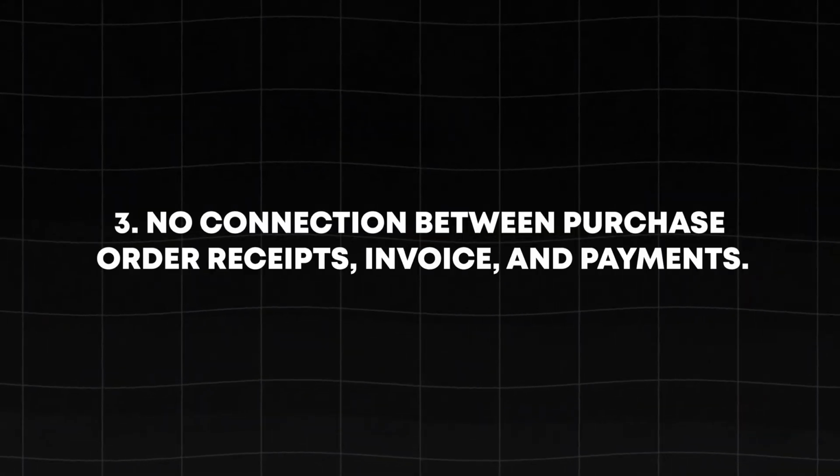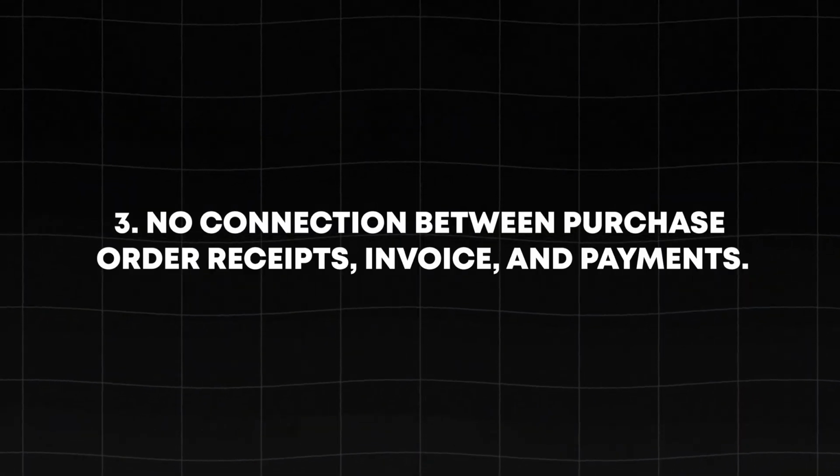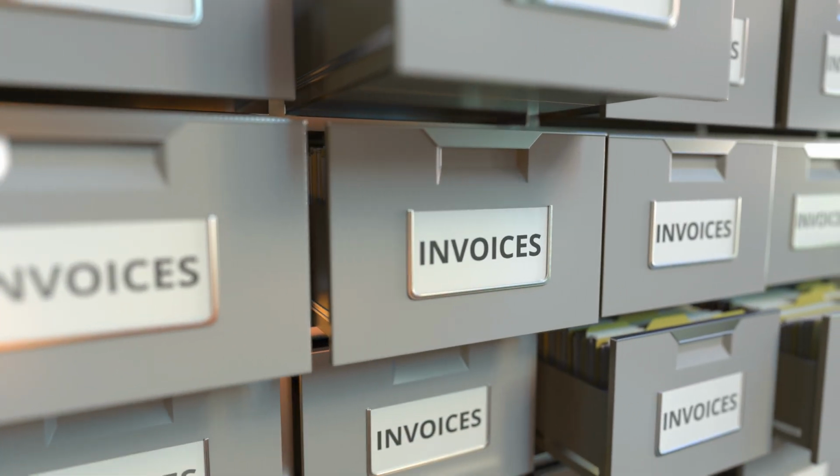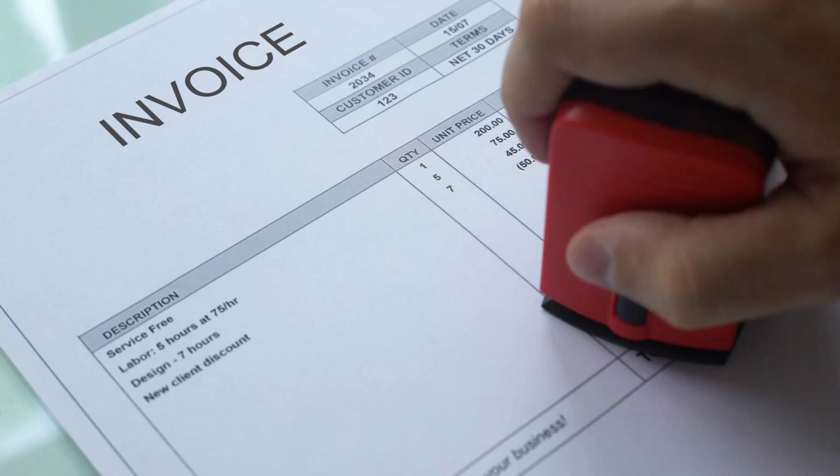Number 3 is no connection between purchase order, receipts, invoice, and payments. Here's a very common scenario. We see this in construction all the time. A vendor sends an invoice. 2 weeks after, they send a reminder. It looks very similar, the invoice gets processed, and if you're not paying attention, the approver might approve the same invoice twice, and you pay the same invoice twice. It might be a slightly different number, right?